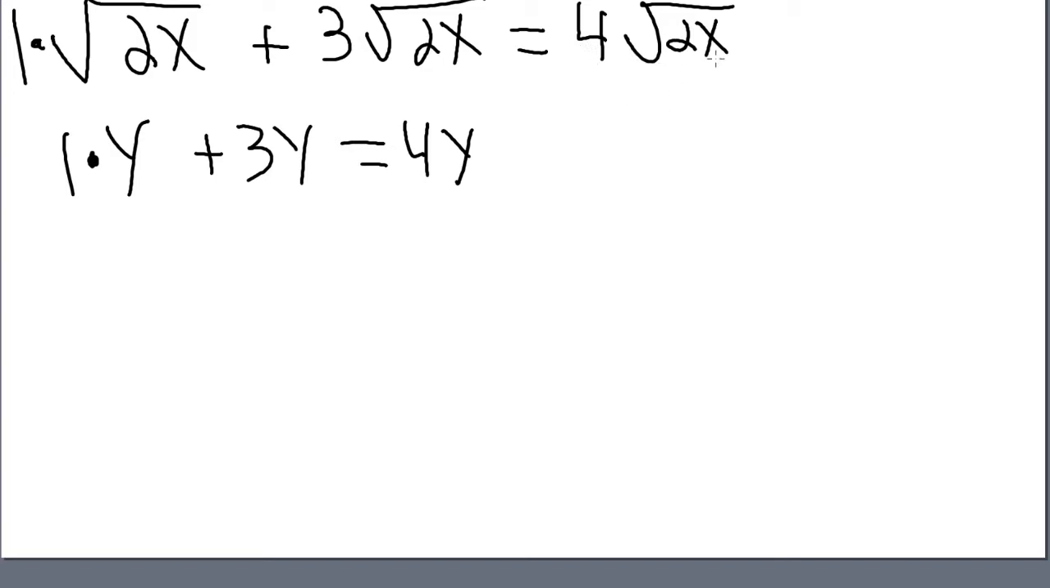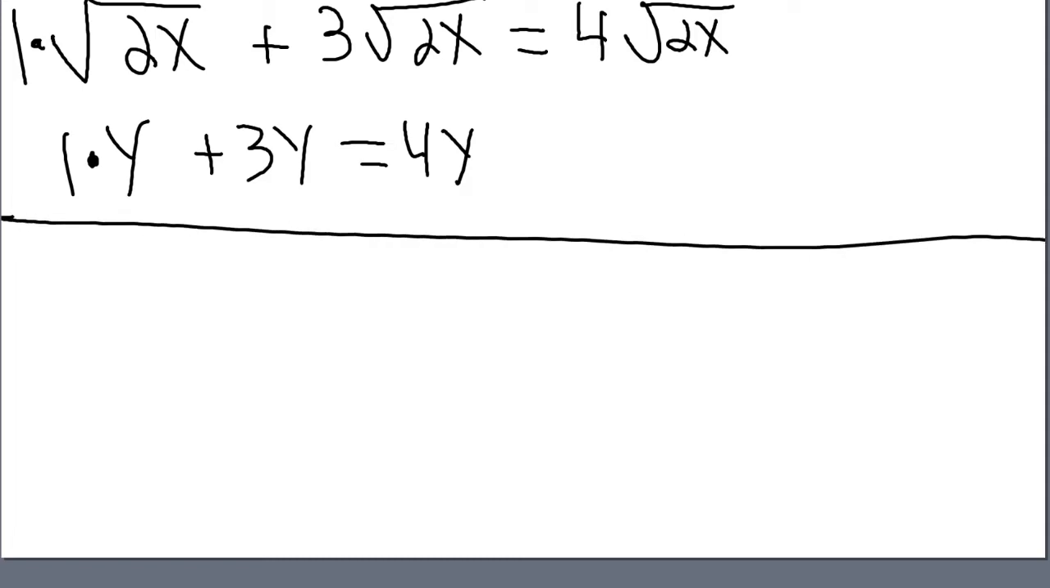Now, why does the radical not change? Well, that's a good question. The radical doesn't change just like the variable does not change when you add two of the same variable together. Just as when we did y plus 3y is 4y, it did not change. When does it change? It changes when you multiply.